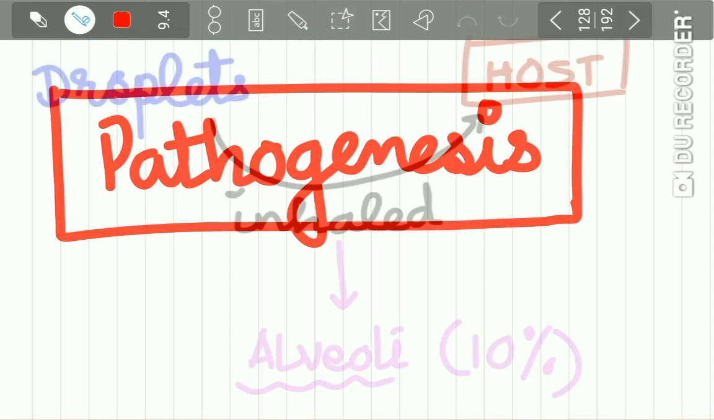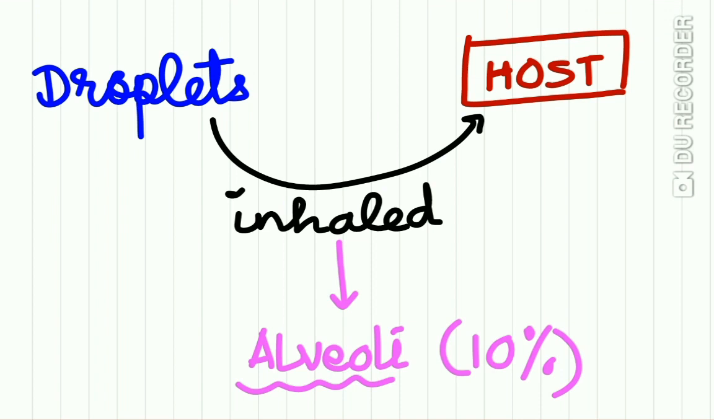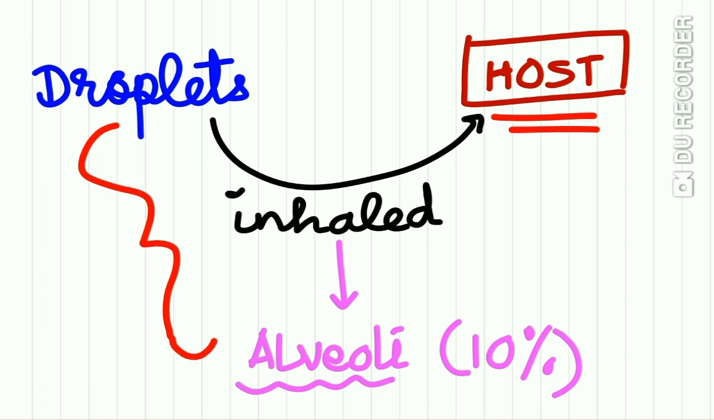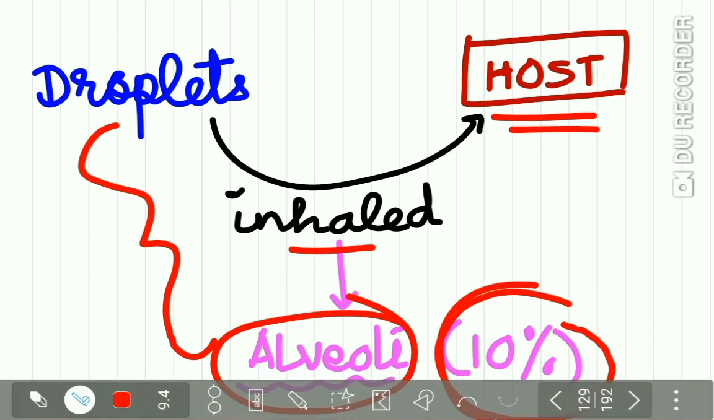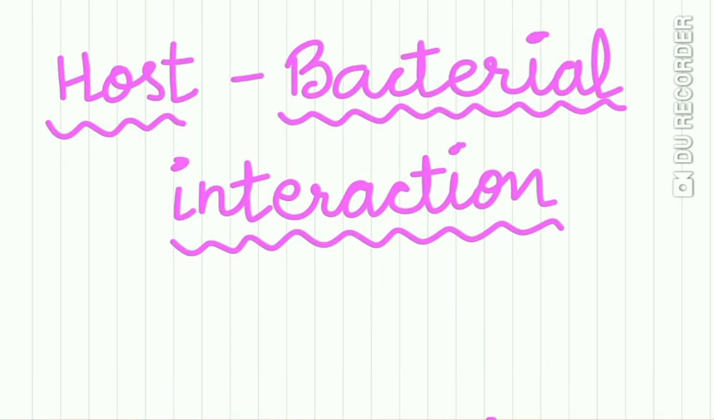Now the pathogenesis of tuberculosis. The interaction of the bacilli and the host begins when the droplet nuclei from the infectious patients are inhaled by the host. The majority of the bacilli present in these droplets are trapped and exhaled by the ciliary action, and only 10% of these mycobacteria reach the alveoli to cause tuberculosis.